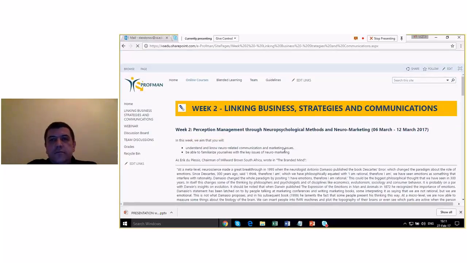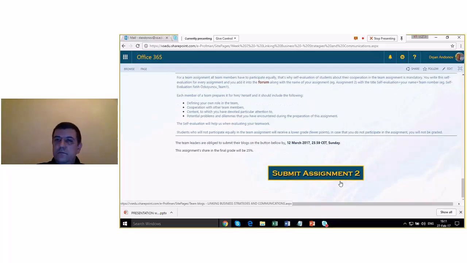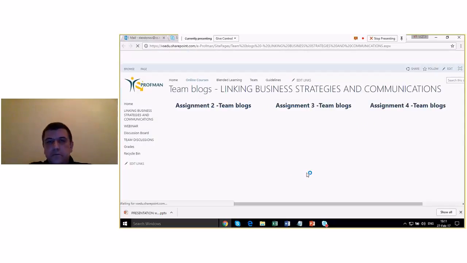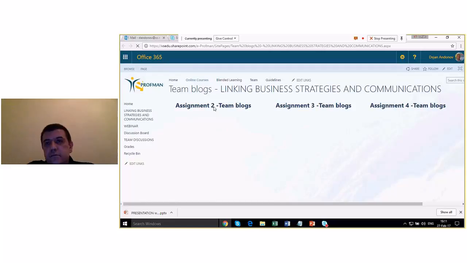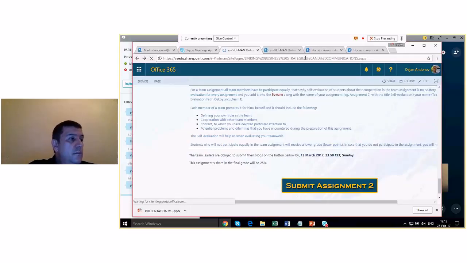Submission of your assignments will be on the bottom of the page. Submit here on the button, submit assignment. So this is the second week, and there will be a team assignment. So each team will have a separate link to their assignment. It will be created additionally, so you can easily enter this section.